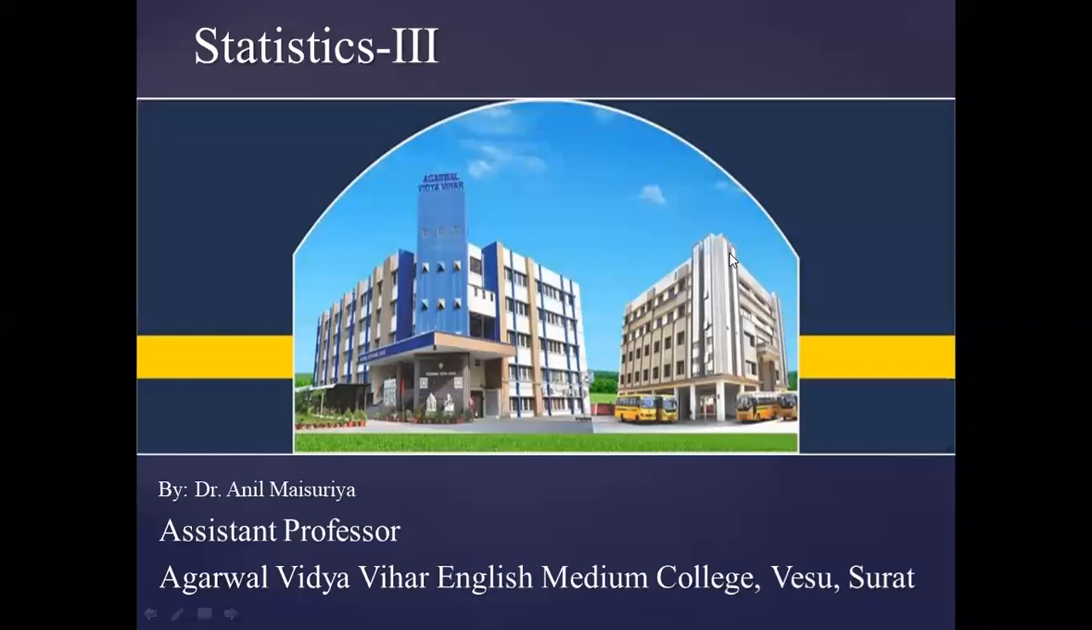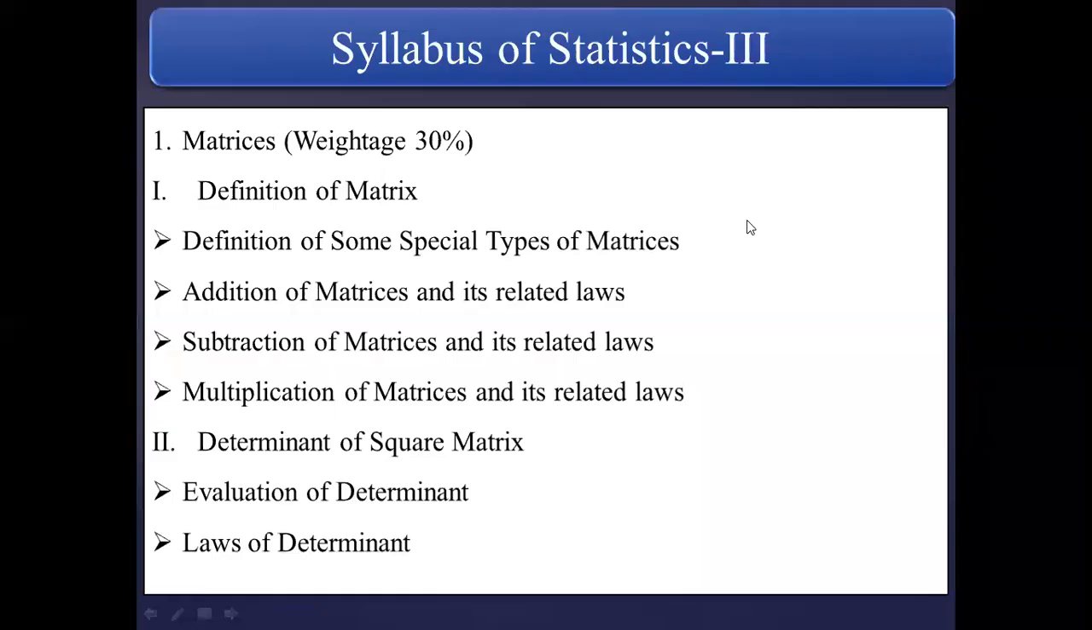So, first of all, in our syllabus, there are a total of 3 chapters. Chapter 1, matrices. Chapter number 2, mathematical expectation. And chapter number 3, demographic information. So, let us start with matrices. The weightage of this chapter is 30%.